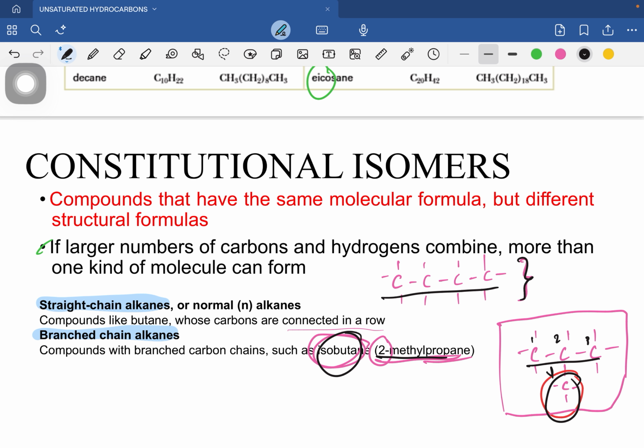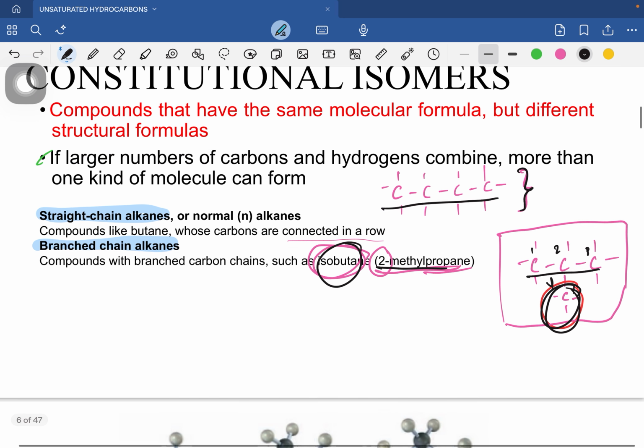So I hope you understand, guys, that a 4-carbon chain in a straight row is different from a 4-carbon compound with a methyl group attached to its carbon 2. They are different organic compounds. Although they have the same molecular formula, they are different compounds because they have different structural formulas. So basically, they are different types of compounds.